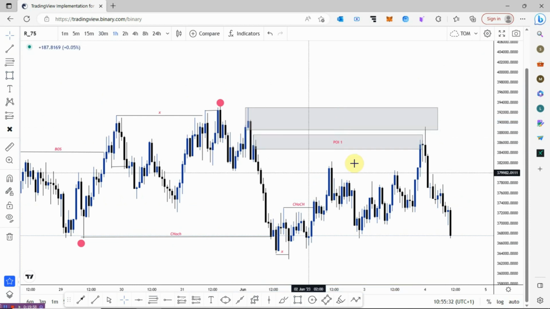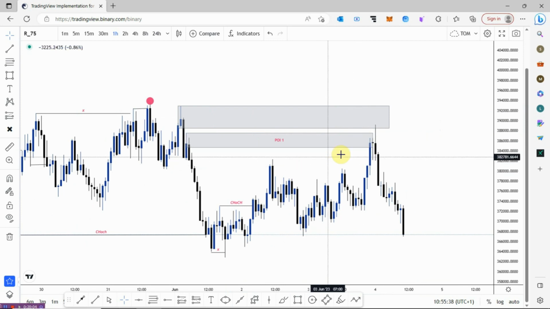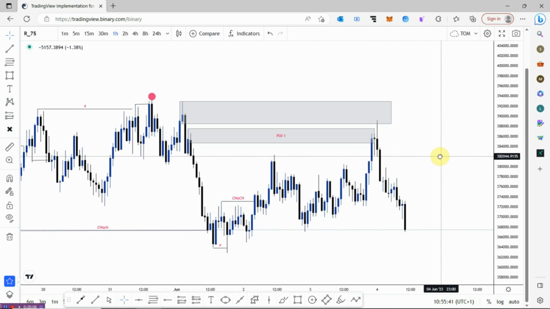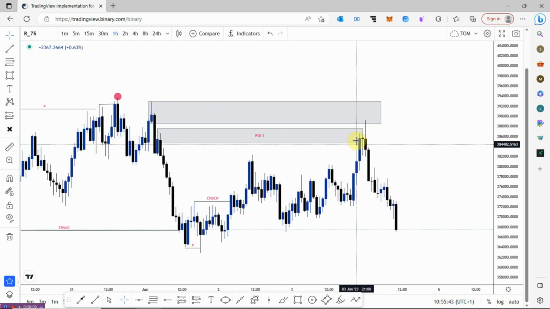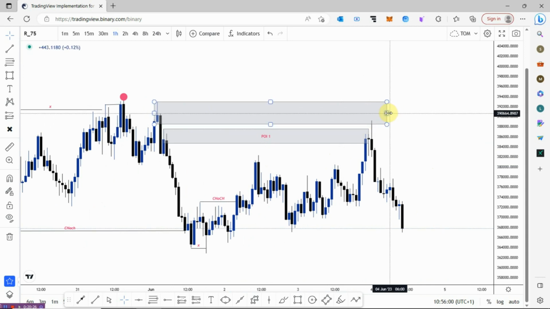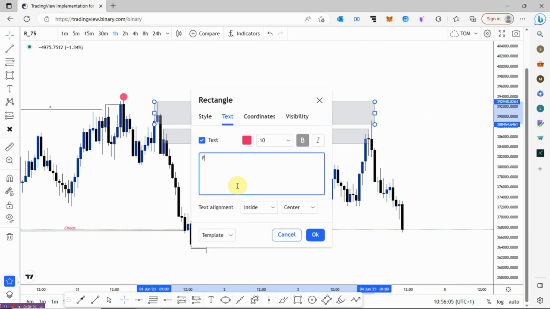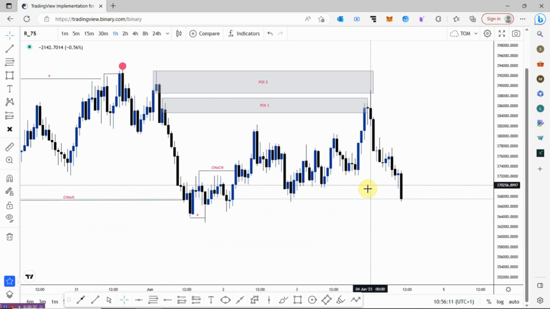So I actually informed the group they should not put limits on the first POI, since price can just break through it and go to the second one. And that was exactly what happened. I was waiting for a chalk on the first one, but it didn't happen. So I placed my limit over here on the second POI. Okay, so POI2, and then that is where we sold from.